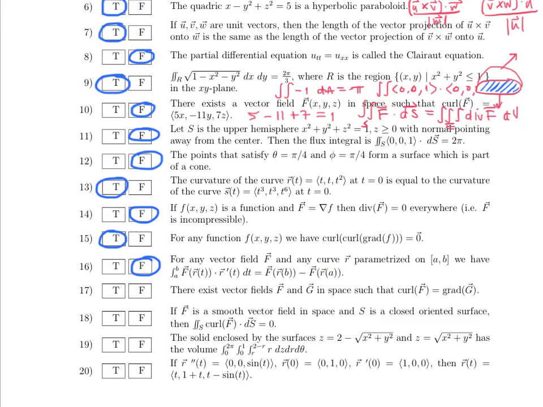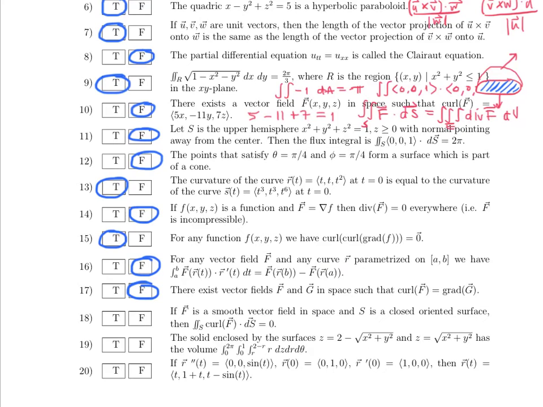Number 17: there exist vector fields f and g in space such that the curl of f is equal to the gradient of g. This is false. You can only take the gradient of a scalar function. You cannot take the gradient of a vector field. The right-hand side of this equality doesn't make any sense. 17 is false.